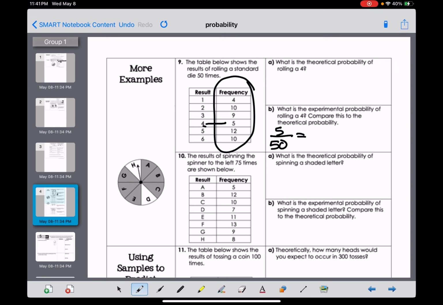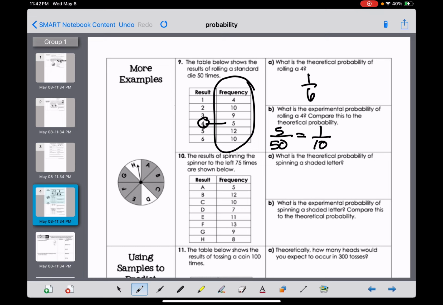And remember, if you can reduce, you need to. So there's a 1/10 probability of this happening in this experiment. However, theoretically, rolling a 4 should be a 1 out of 6 chance, because theoretically there's 6 sides. But what actually happened was it appeared 1 out of every 10 times. So just keep that in mind whenever you're working on those kinds of problems.